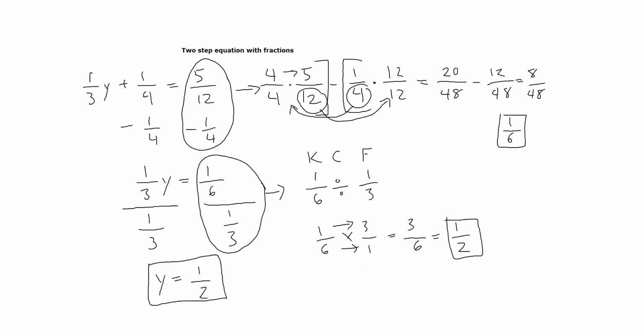Two-step equations with fractions, right? So we have 1/3 y, we're over here, right? I know this is a big jumbled mess, but we're over here. And this is my original equation, right? 1/3 y, in other words, 1/3 times y, plus 1/4 is equal to 5/12. All right, this is kind of complicated. We're going to use everything that we've learned to solve this equation, because we need to solve what y is.